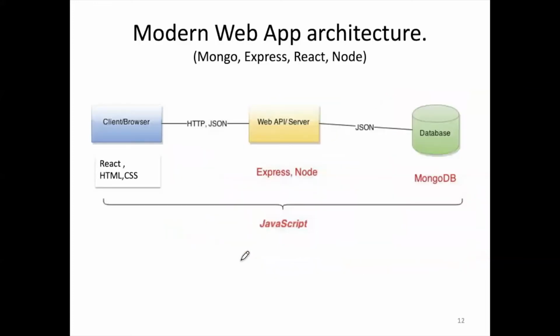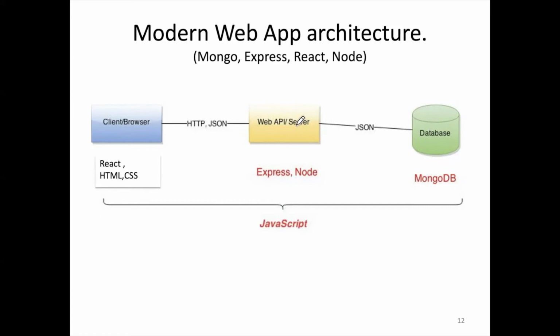So this is how we could view what we are actually going to be doing. We are going to be using what's called the MERN stack, where MERN stands for Mongo, Express, React, and Node. And so the React side is going to be running in the browser. The Node and Express is in the middle, server side, and Mongo is on the extreme right.